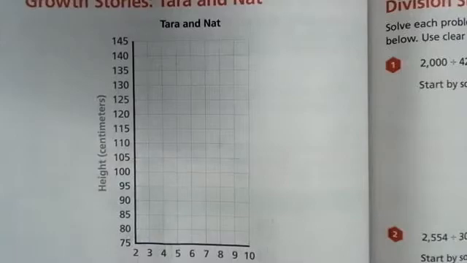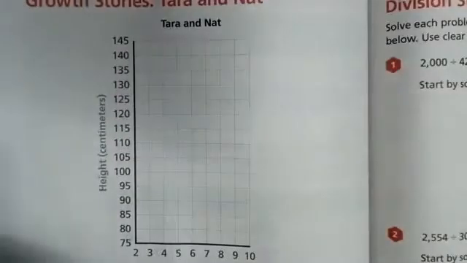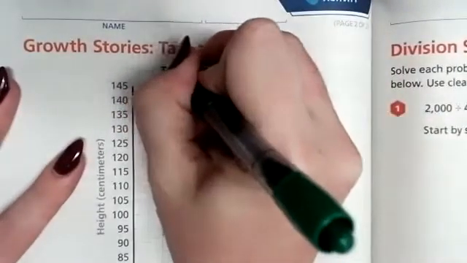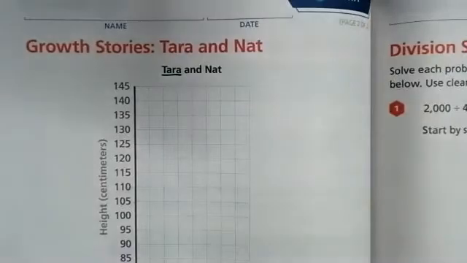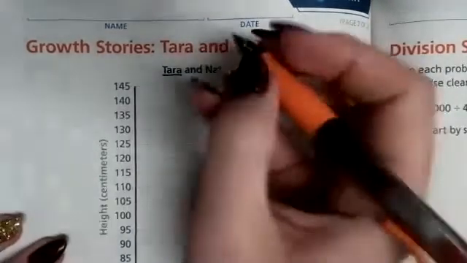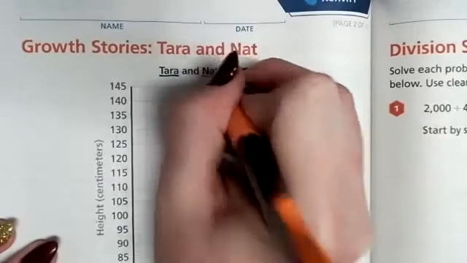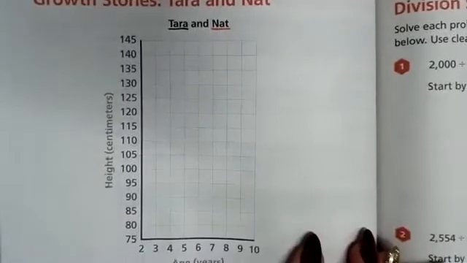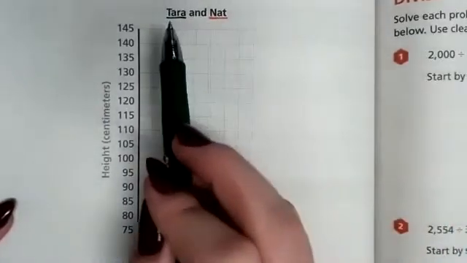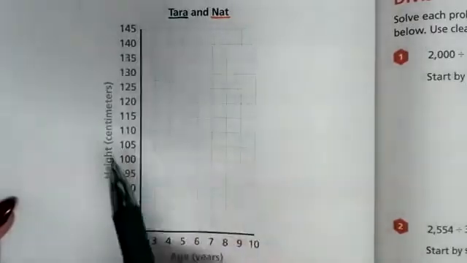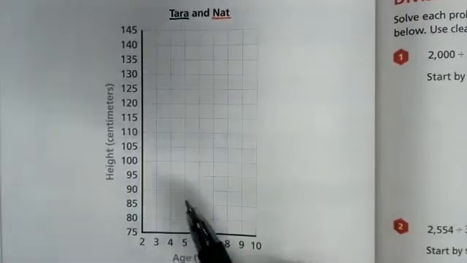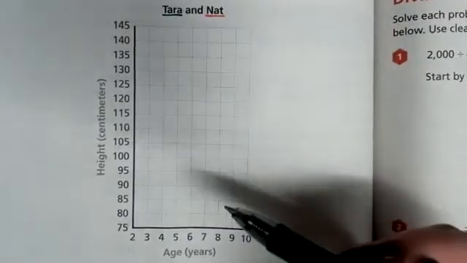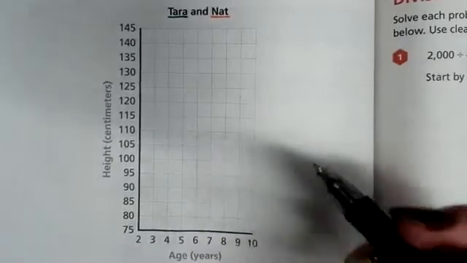So let's see. I'll use my green pen. I'm going to do this. Tara is going to be green, and Nat is going to be orange, because those are the colors of Ireland, and my name is Mrs. Ireland, so we'll go with that. All right, so since I'm doing these two different colors, when I look back at this later, I will be able to easily tell who is who, because I'm going to be putting two sets of data on this one graph. And that can get confusing if they are not labeled correctly.